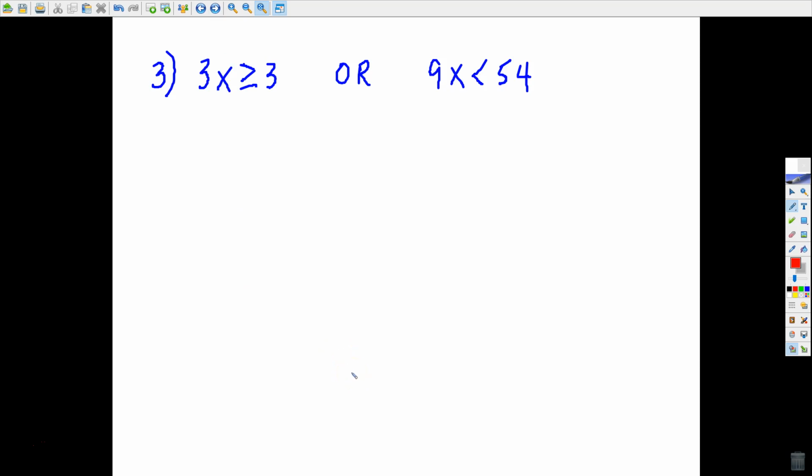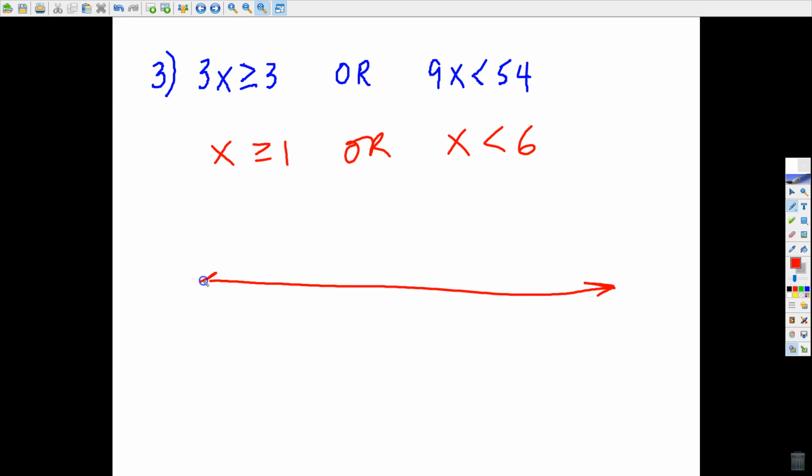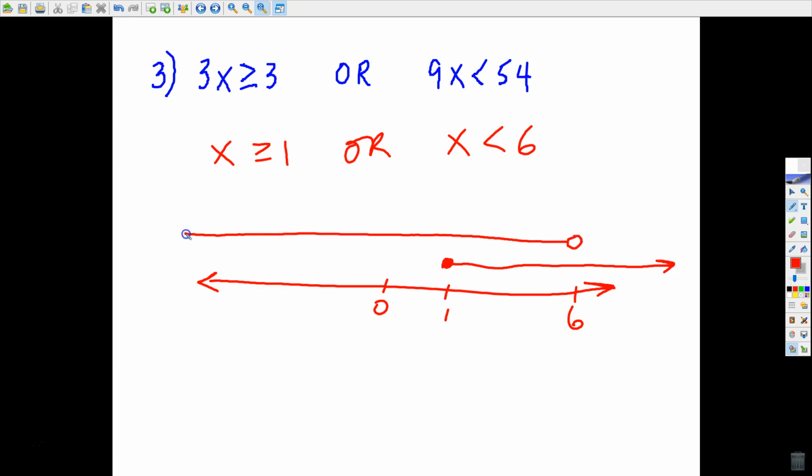Here's another form that OR could take when graphed. Solving the left inequality, I get x is greater than or equal to 1. The right inequality, x is less than 6. Well, let's put both of those lines on the same graph. Here is all the numbers from 1 and then going to the right. We're getting bigger. Here are all the numbers starting at 6 and going to the left.